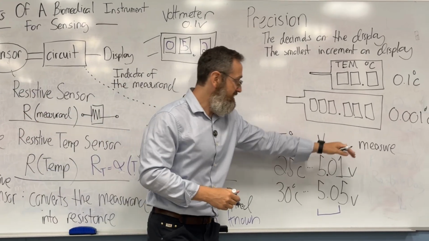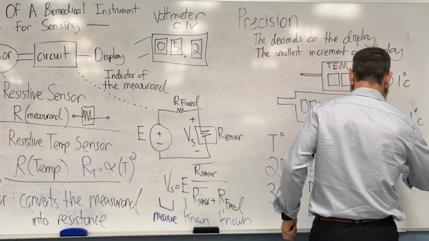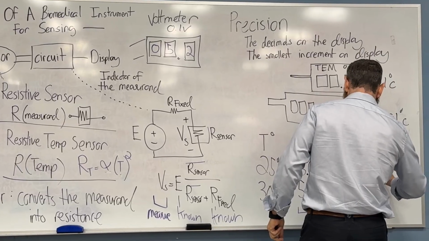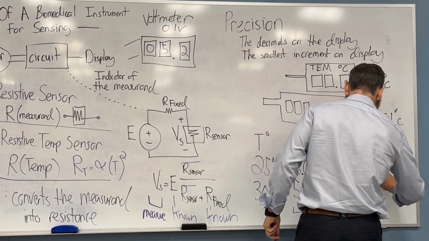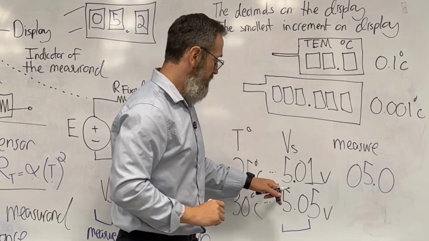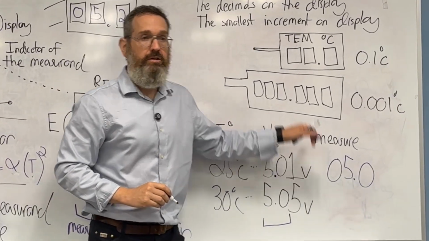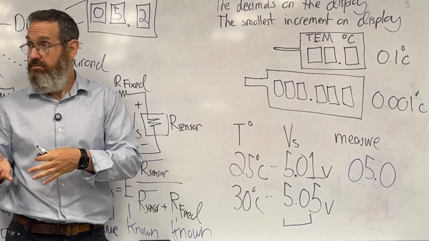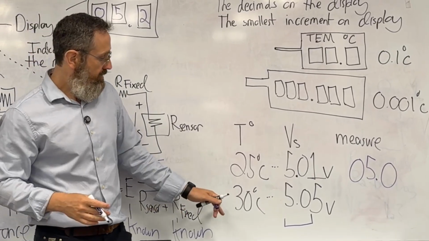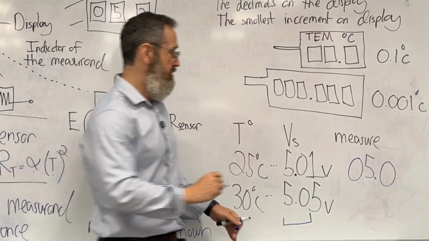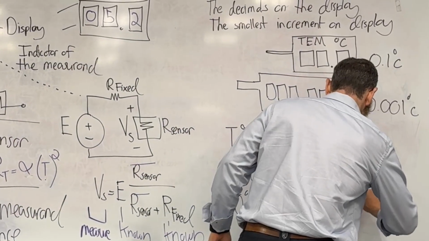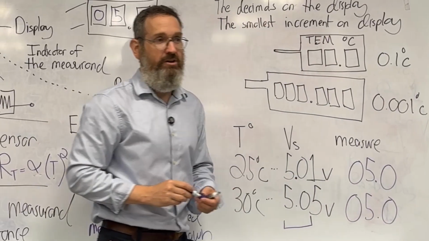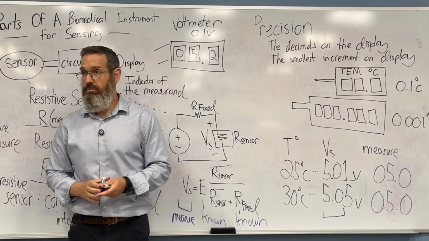So in fact, in this situation, you would measure 0, if you want to be explicit, 5.0. You wouldn't see this one because your voltmeter doesn't have enough precision. What would happen in this case? You would measure 0, 5.0. And there we have our problem.